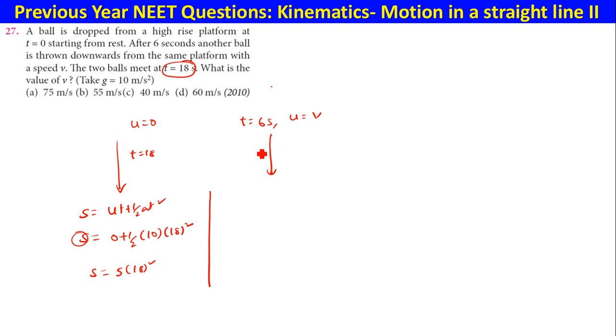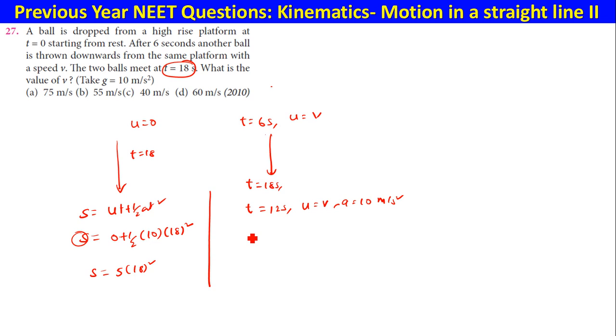Okay, next. Now after t is equal to 6 seconds, the second ball has been started. And now at t is equal to 18 seconds, whatever distance it has covered. So what is the time that has been taken for this second ball? That is 18 minus 6, isn't it? The time it has traveled is 18 minus 6, which is 12 seconds. And what about velocity? Initial velocity is v, and a is equal to 10 meter per second square.